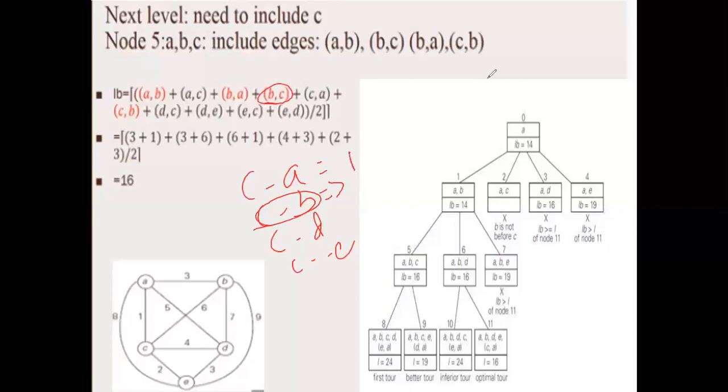C to A, the value is 1. C to D, the value is 4. C to E, the value is 2. The minimum out of this is 1, right? So 1, 4 and 2, the minimum is 1. So C to A, I am writing C to A. Did you get this point? Why are we writing all those things?